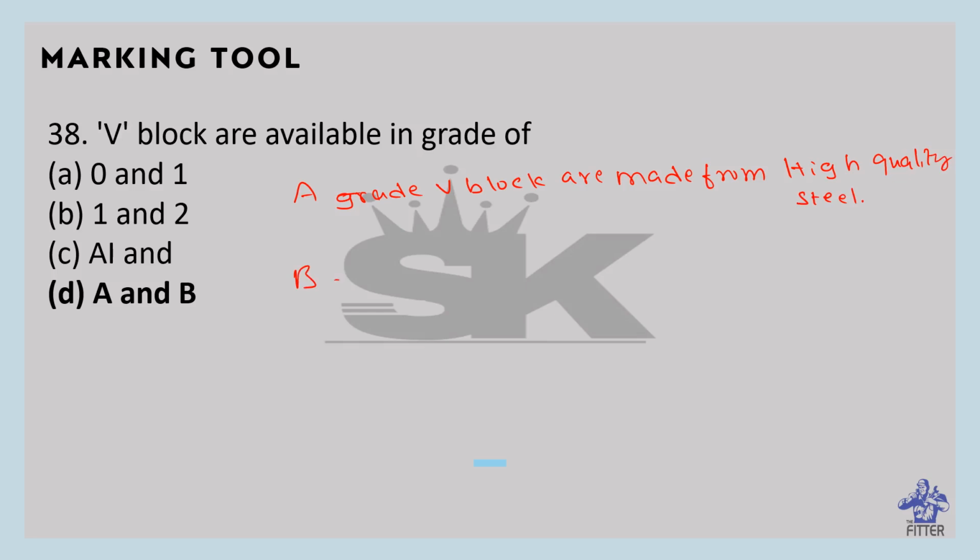And B grade V blocks are made from closed grain cast iron. So remember these two.